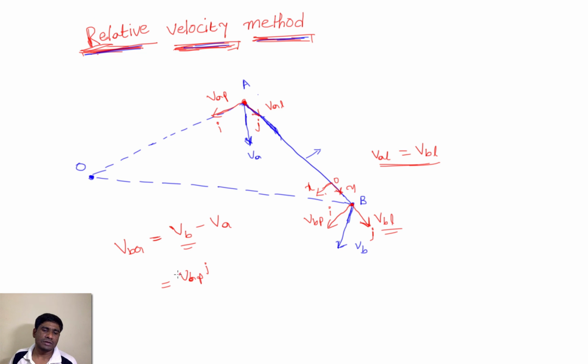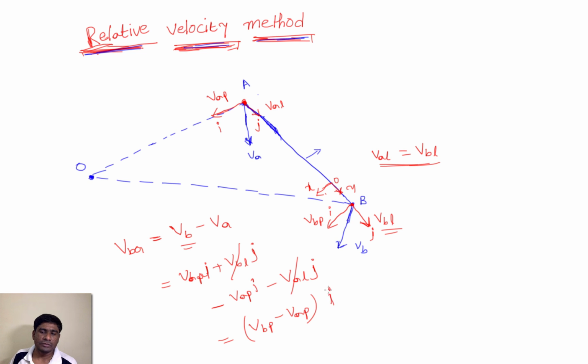So I am writing this in vector form. This is VBP I plus VBL J, minus VA. What is VA? VAP I plus VAL J. But we know VBL equals VAL, so this will get cancelled. So this is simply (VBP minus VAP) into I.